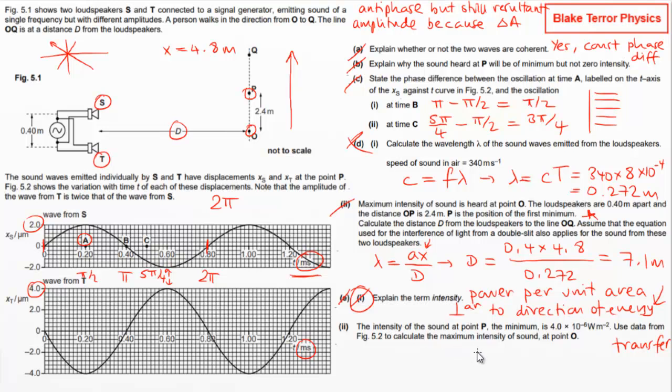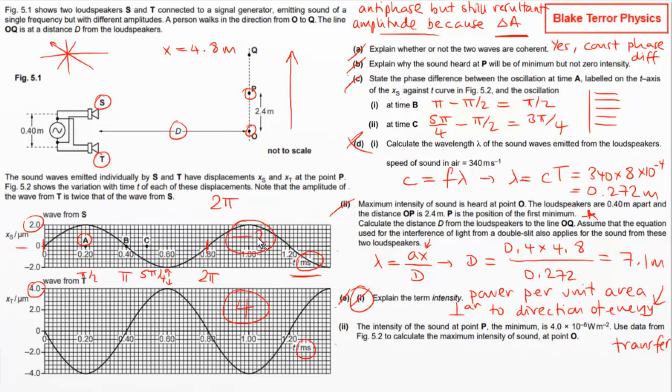Right, the last part: the intensity of the sound at point P, the minimum, is 4 times 10 to the minus 6 watts per meter squared. Use data from the graphs to calculate the maximum. So at a minimum, we've got this resultant amplitude, because they don't have the same amplitude. Even though they're out of phase, they're not going to completely destroy down to nothing. So when they're combining for a minimum, we're getting, say, a 4 from the big wave, from the loud one, and a minus 2 from the other one, because that's just combining these amplitudes. I know it's in micrometers, but we're looking at proportional, relative difference here.